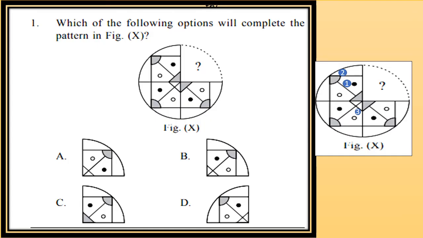Which of the following options will complete the pattern in figure X? Now see the figure X carefully. Now see the figure X on the right side. I have given 3 clues in the form of 1, 2, 3. So the first clue is the circle, black and white. The second clue is the angle forming at the corners of the square. And third is the square forming at the center of the circle. Now follow these 3 clues. You will get your answer.